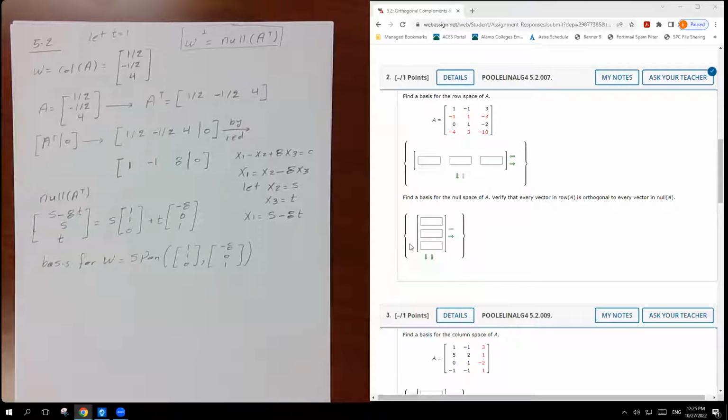So for example 2, we're going to do exactly the same steps. We're going to find the row space of A, and here's the matrix A, and we're going to find the null space base for the null space of A, but we're going to verify that the row space of A is orthogonal to every vector in the null space of A. That means you're going to just do the dot product. You have to get 0. But first of all, we need to find the row base for the row space of A.